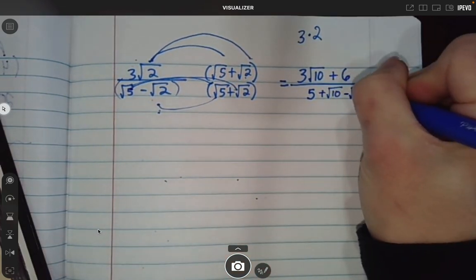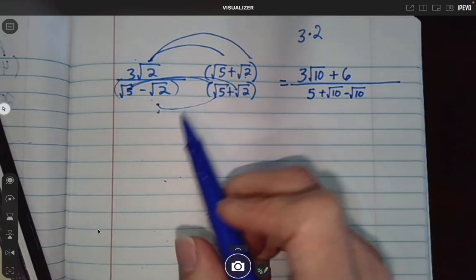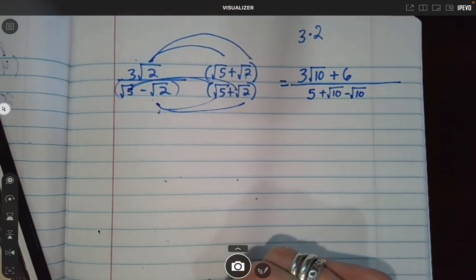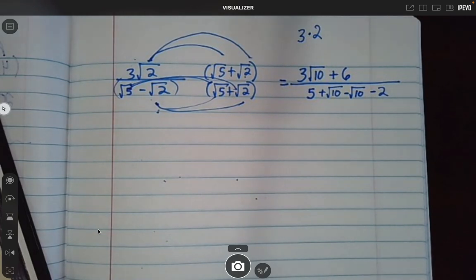Negative square root of 10. So what happens to those? They're going to cancel. Now let's do the last one. Negative square root of 2 times the square root of 2: negative 2. So that's my denominator. Then we're going to start simplifying. It's like 2 more steps left.